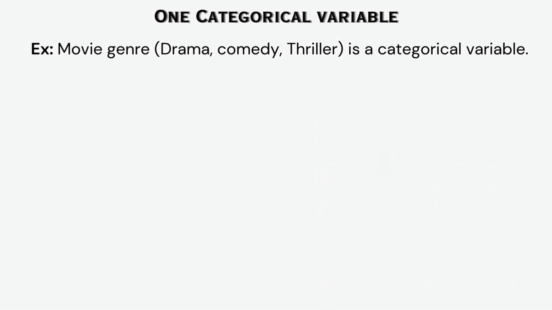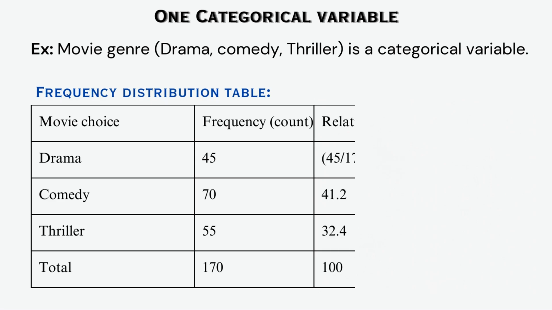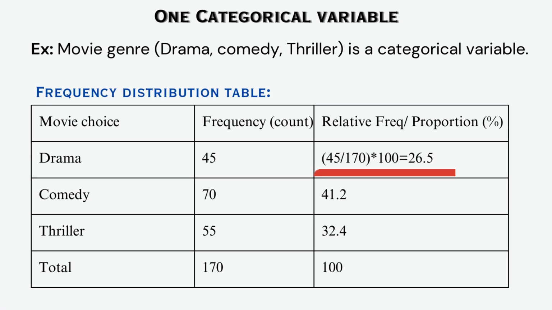Suppose you have surveyed 170 people. First, create a frequency distribution table. Suppose 45 people like drama, 70 like comedy, and 55 like thriller. These are frequencies or counts. Next, calculate relative frequencies. To calculate relative frequency, divide frequency by the total frequency. Multiply it by 100 to get it in percent.